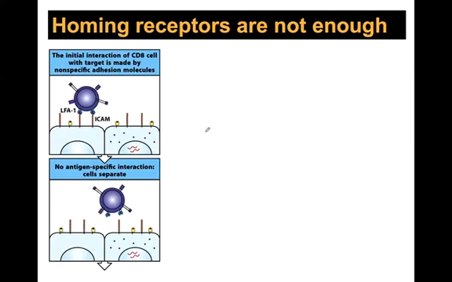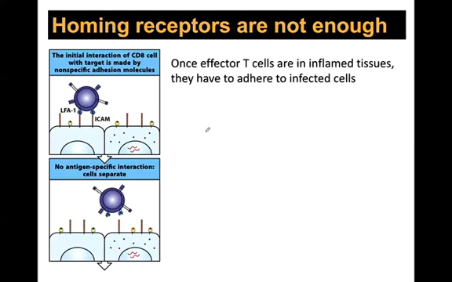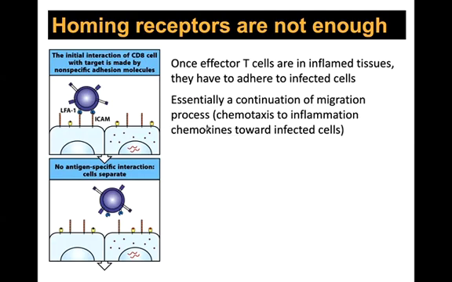Okay, so the homing receptors are not enough. Once it's in the peripheral tissues, it's going to be sticking to target cells. And if there are no T cell receptor signals, then the cell will sort of move on to the next. There are a lot of complicated steps in that, and I'm not going to require you to know all of those. But it's essentially the same migration process. The cells are going to keep looking in that inflamed tissue until they find an infected cell.